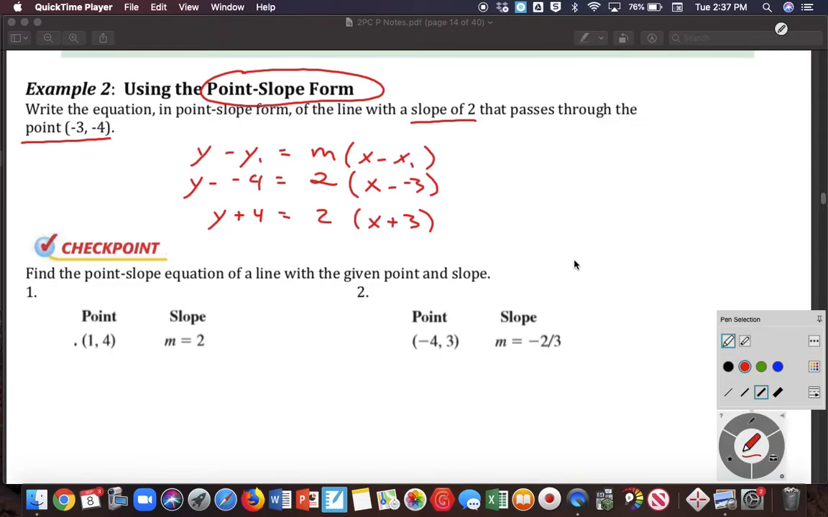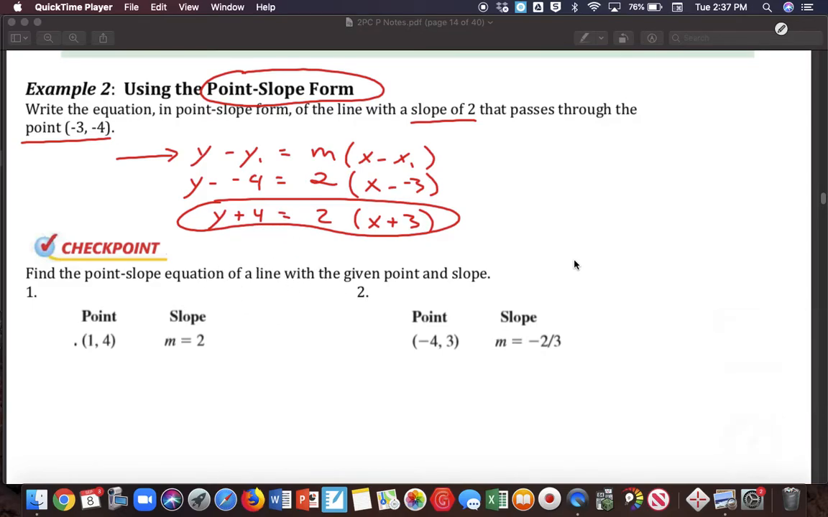I know your tendency is going to be, oh, I've got to subtract this 4. Well, if you subtract that 4, then you won't be in this form anymore. So you don't need to do that. This is done. You just have to plug this stuff in. It's pretty simple. Don't make it more complicated. So go ahead and do those checkpoints.